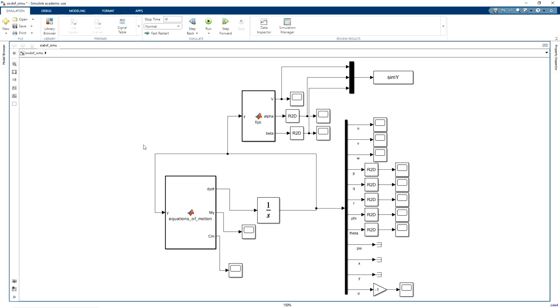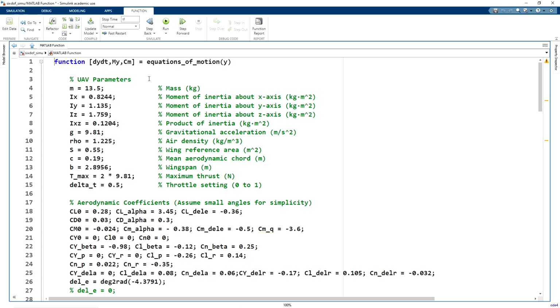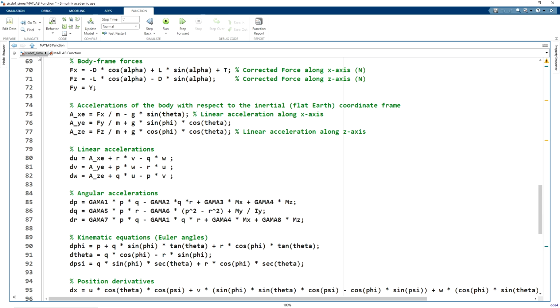Okay. So I'm not going to build this model again from scratch. So you can look at it. I'll open this MATLAB function file. All right. So here is the MATLAB function file. Here everything remains the same as it was in the MATLAB .m file. Here the output is of course the 12 state vector. I've also included the moment about the y axis, similarly coefficient of moment Cm about the y axis, and this is the function file equations of motion, and everything remains the same over here, and this is the output vector u dot, v dot, w dot, and so forth. So this is the function file.